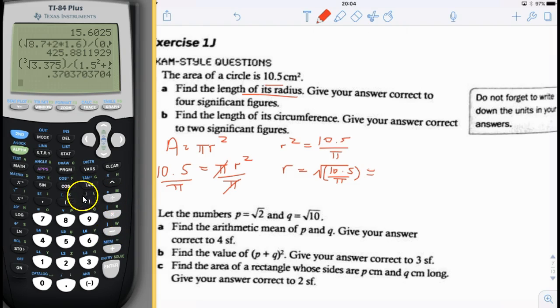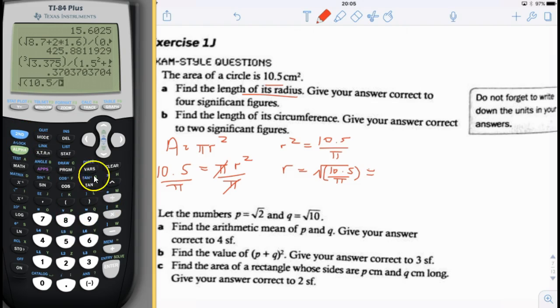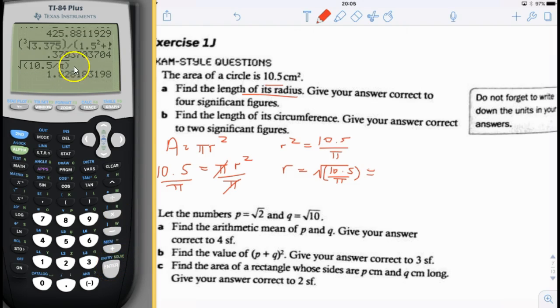So let's do that. So it's going to be square root 10.5 divided by pi. 1.828, etc. So I'm going to write it to 4 significant figures. So 1.828, that's 4 significant figures. The next number is 1. Is that enough to round the 8 up to a 9? No, so we just stop there.